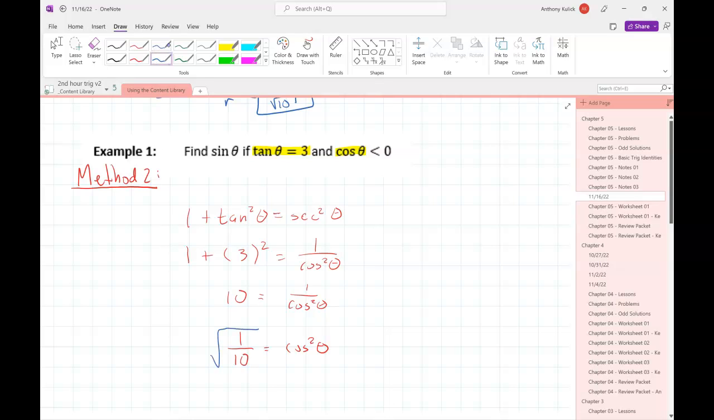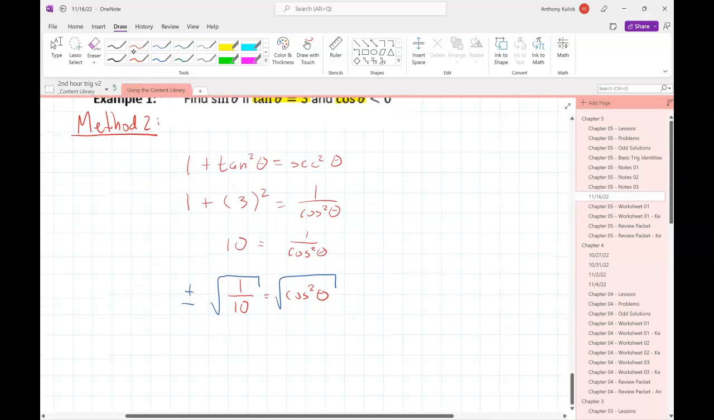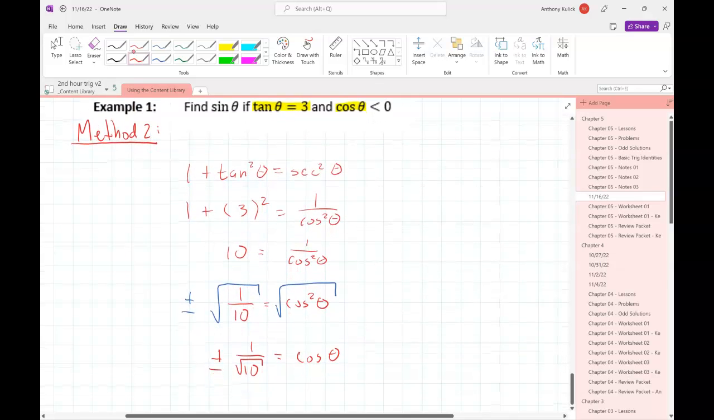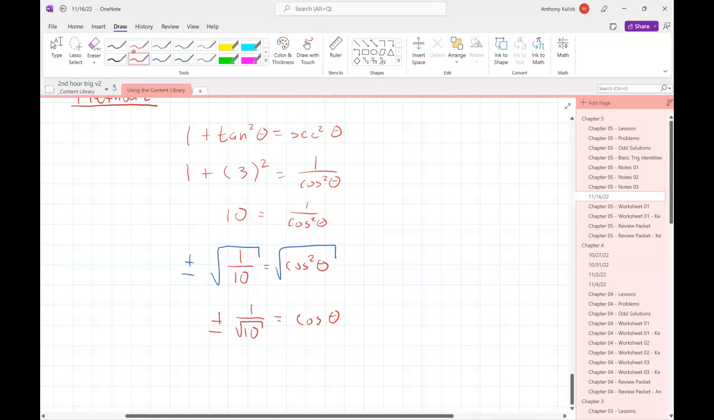We'll do the square root of both sides. Now, when I do the square root of both sides, what do I have to remember? Plus or minus. Now, the square root of 1 is just 1. So I'm just going to write that as plus or minus 1 over the square root of 10. But what was I given about cosine in my problem? So what does that tell me about the plus or minus? It's just minus. Very good.